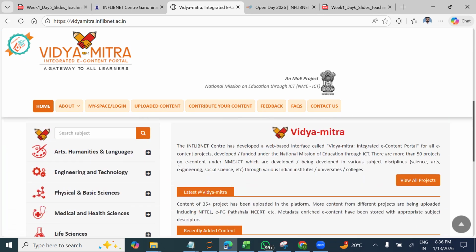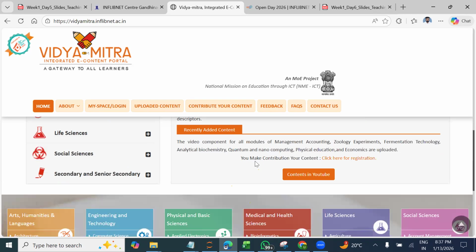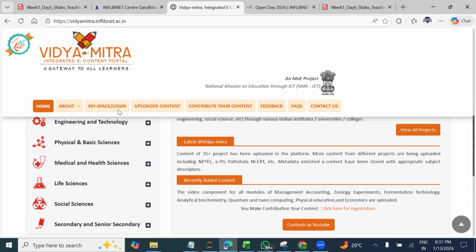Vidyamitra is basically a web-based interface, an integrated e-content portal for all e-content projects developed and funded under the National Mission on Education through ICT. There are more than 50 e-content projects under NMEICT developed in various disciplines. This is a very good initiative. You can join here, or you can use this.